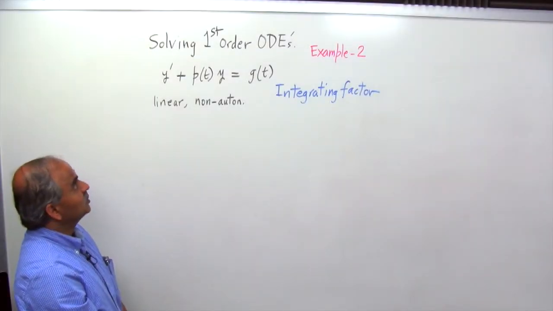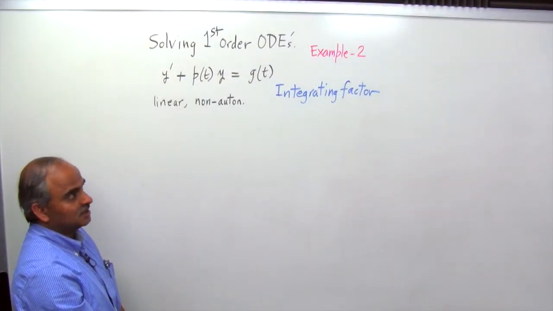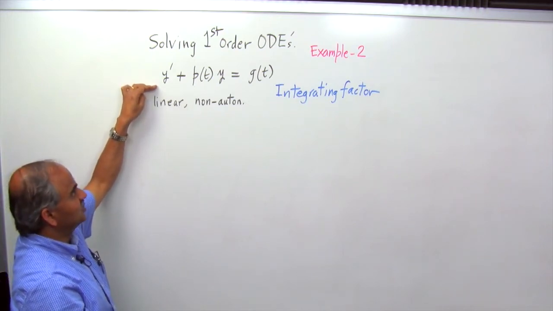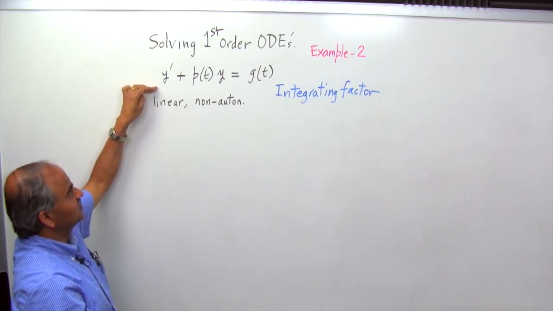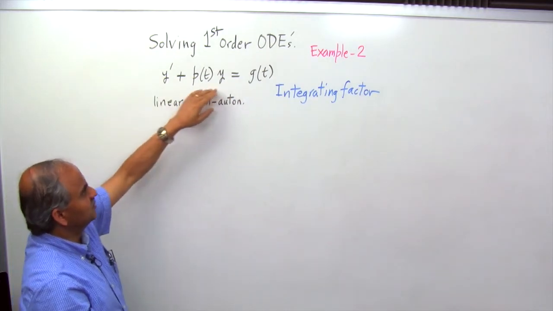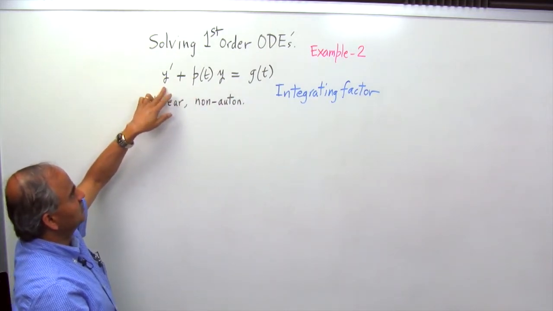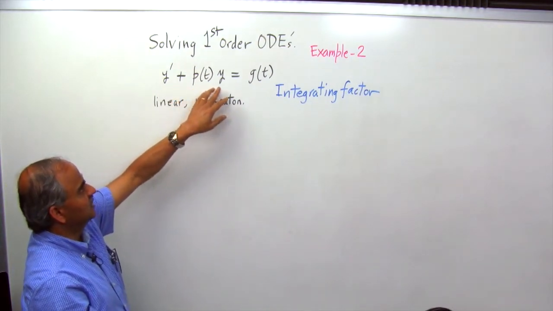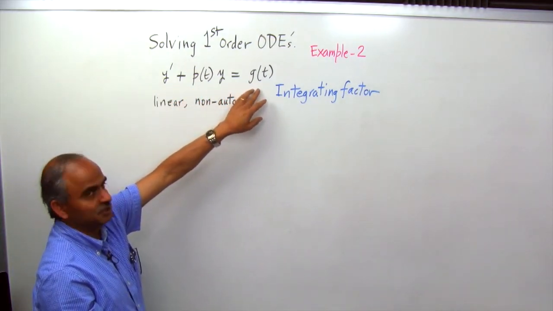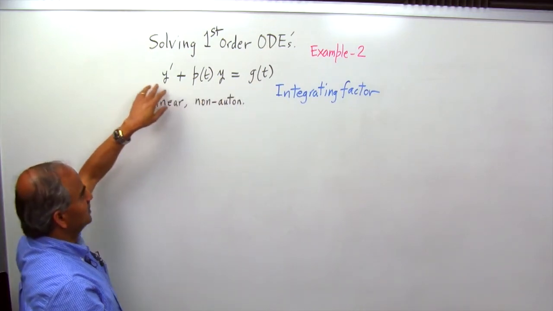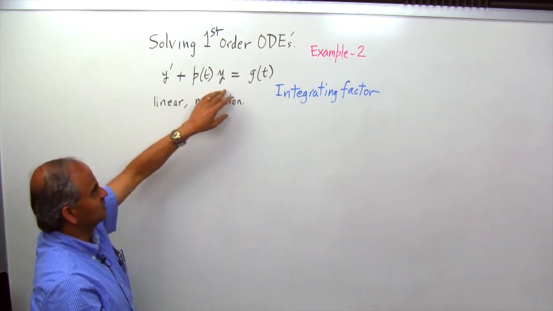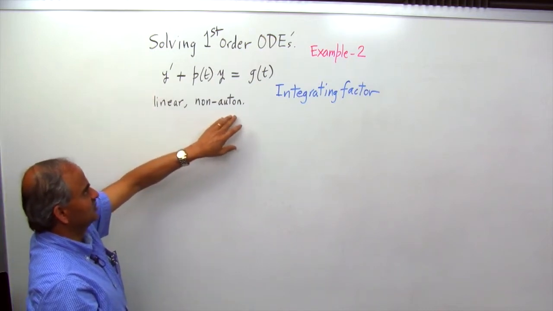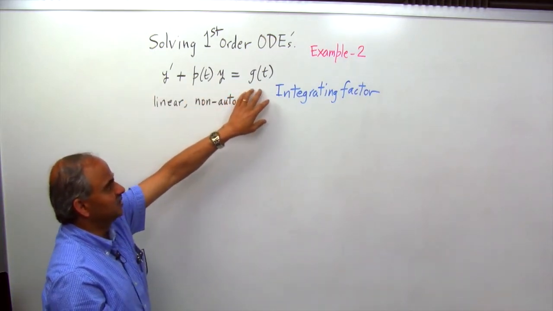So we want to extend our discussion to discuss the general case of a first order ordinary differential equation. We have encountered this definition before: y prime, the derivative of y with respect to t, plus p of t, an arbitrary function, times y equals the right hand side g of t, as a general form of first order linear differential equation. And it's non-autonomous because the coefficients here depend on t.